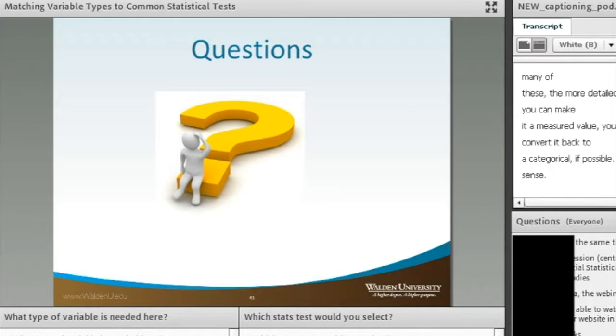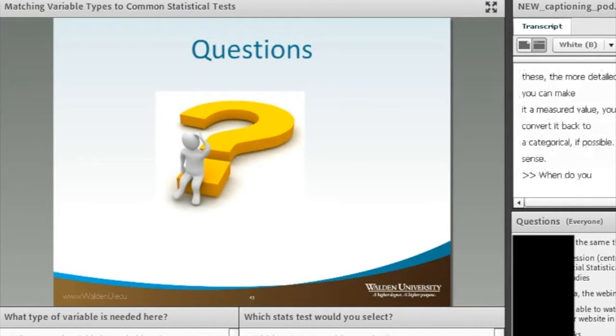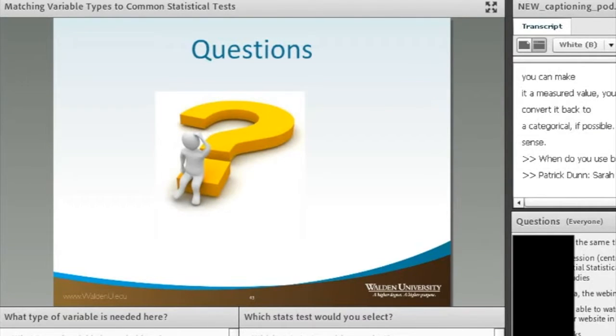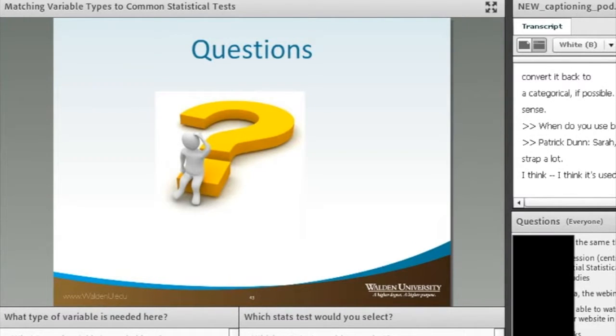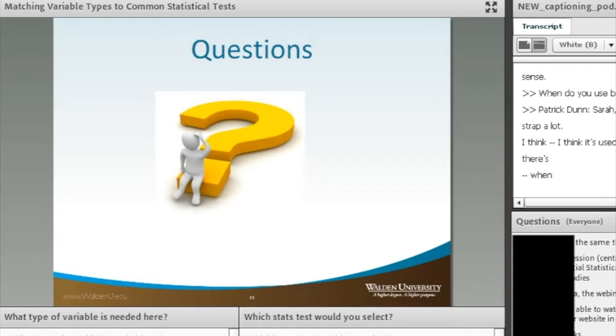Okay. When do you use bootstrap analysis? Sarah, I don't use bootstrap a lot. I think it's used many times when some assumptions of your test are violated. That's a whole other lecture I didn't get into, but you also have to be looking at the assumptions for the test. So, for example, t-tests and ANOVA really rely on having a normal distribution and equal variance, and several other assumptions. I think bootstraps sometimes are used when some of those assumptions are violated. But beyond that, I'm not an expert by any stretch on bootstrap.